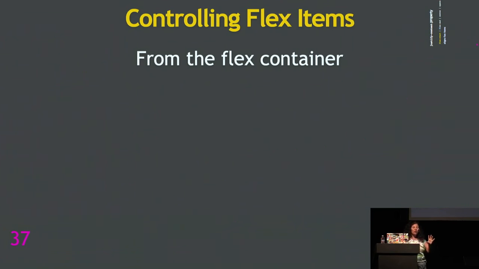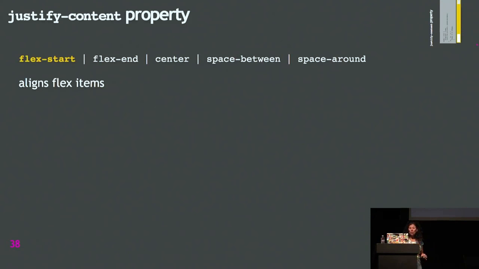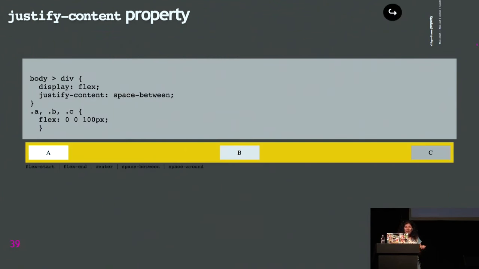So far, what we've done is we've just basically laid it out. But now let's control the flex items within the flex container. But we're controlling it from the flex container. So these are properties that you apply to the container, to the parent. We have justify content, which basically says, how do you spread them out? If they're smaller than the full width, how do you spread them out?